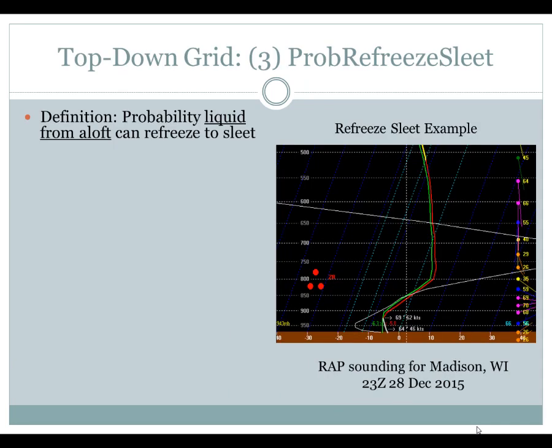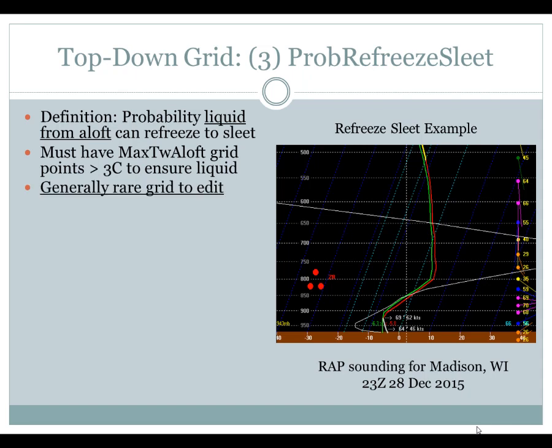The other grid here that can manipulate the precipitation type from the max wet bulb aloft is the prob refreeze sleet grid. The definition for this is a probability that that liquid from a loft, underscore liquid here, can refreeze to sleet. An example of that here is shown on the right, and this was actually observed. There was sleet happening at this time on that day.